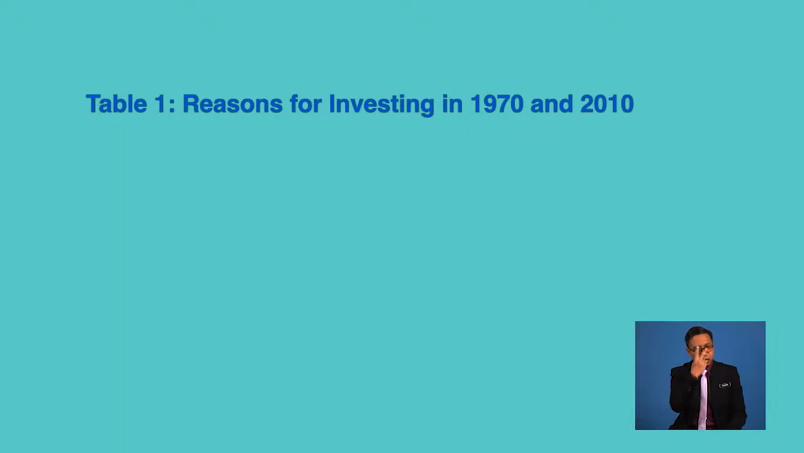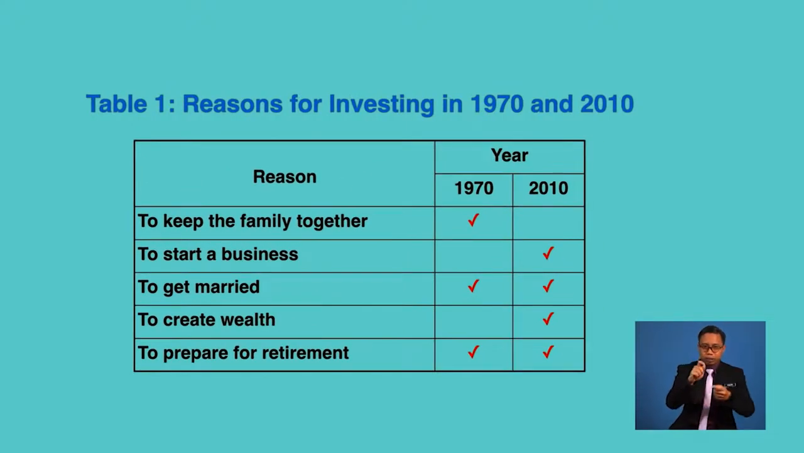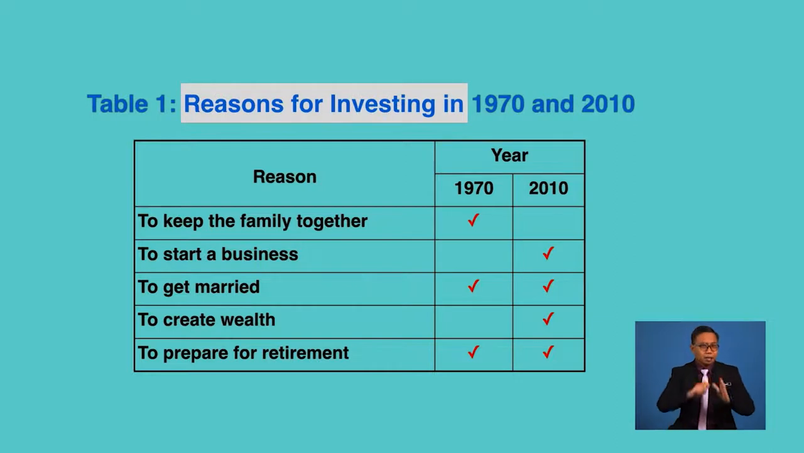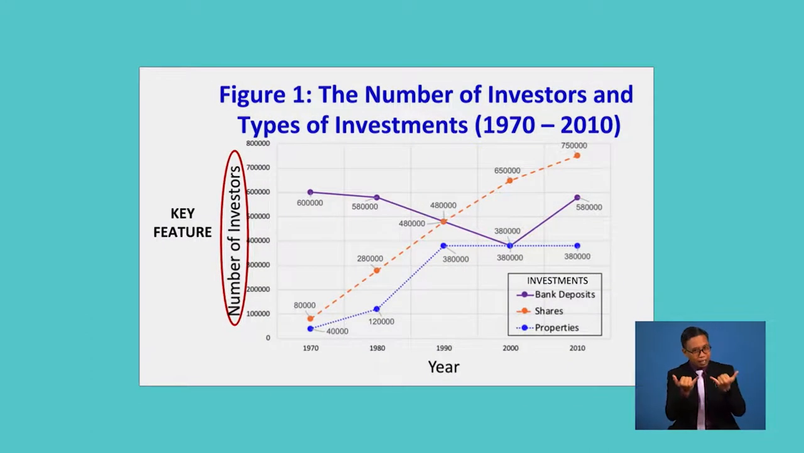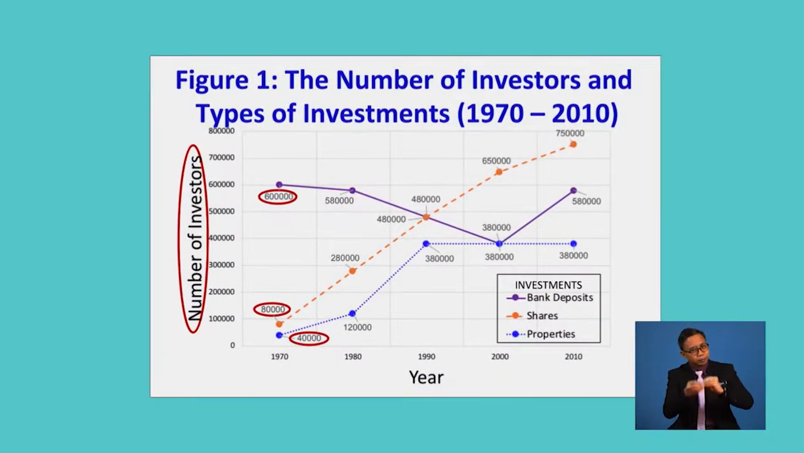Let's look at the second visual, which is table 1. The key feature is reasons for investing, and the other information is the time frame. Now, look at the key features in figure 1. The first key feature is the number of investors. This is not to be confused with something else, for example, the number of people, the number of residents, or anything which is not even mentioned in the visual. The number is represented by, of course, a number. Look at the number in the graph.